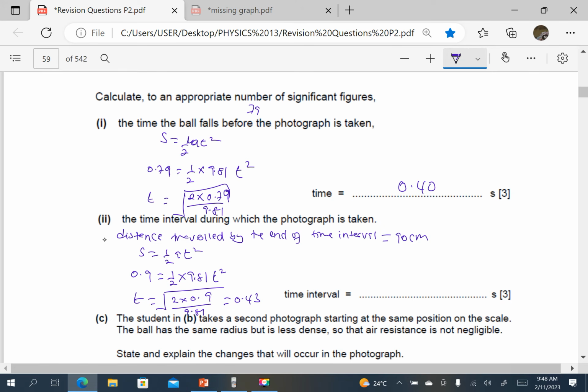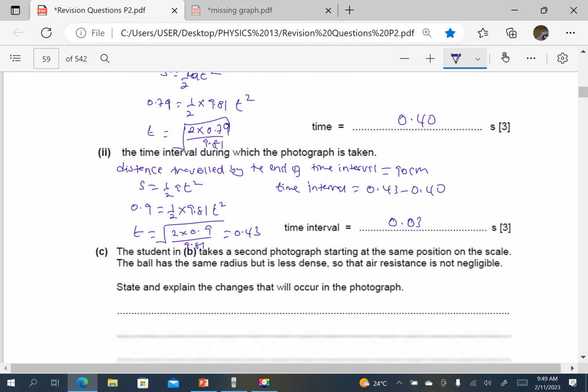The time the ball falls before the photograph is taken is 0.4, and the time at the end of the photograph, or at the end of the time interval, is 0.43. So it means the time interval we are looking for is going to be 0.43, that is at the end of the photograph, minus 0.40 when the photograph is being taken, which gives us 0.03 seconds. That is the time interval during which the photograph is taken.